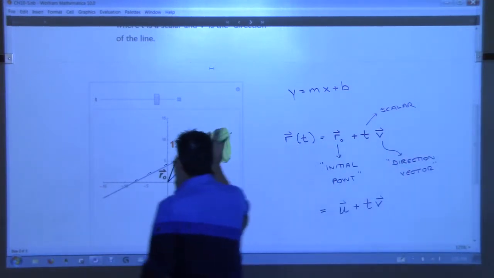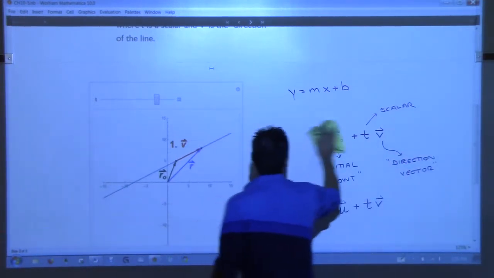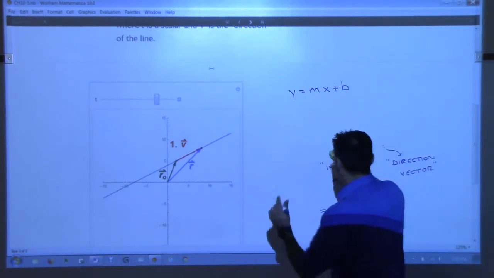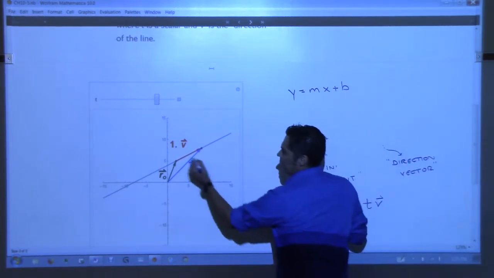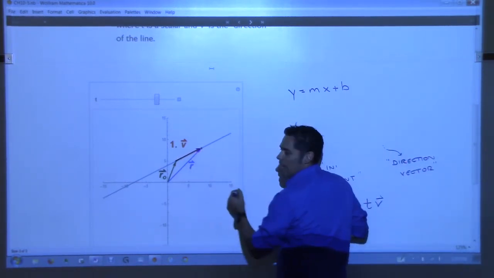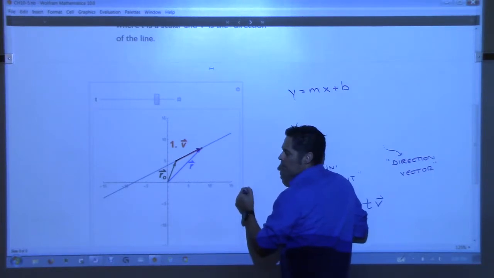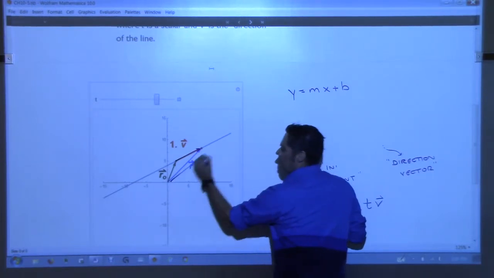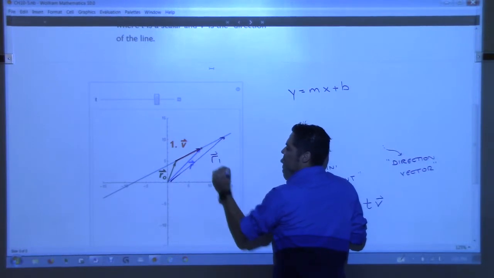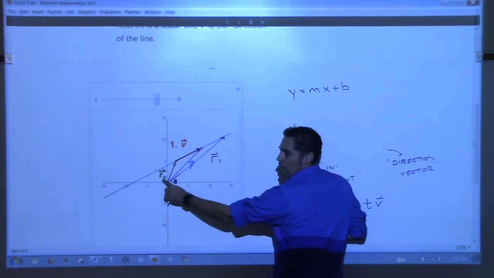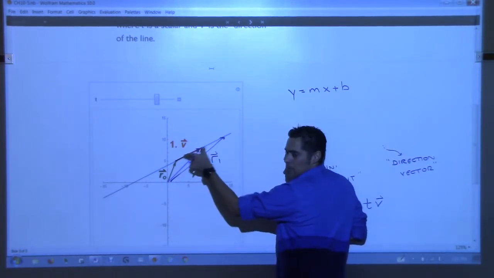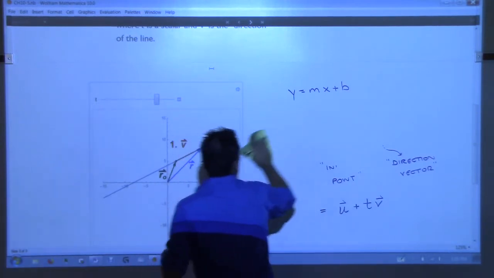Now, let's see what we can do with this. Oh, by the way, I should have mentioned this. To get the vector v, to actually get it, what we did was we picked another vector, r1, and we took r1 and subtracted r naught, and that's how we get v. So we're going to go through an example.